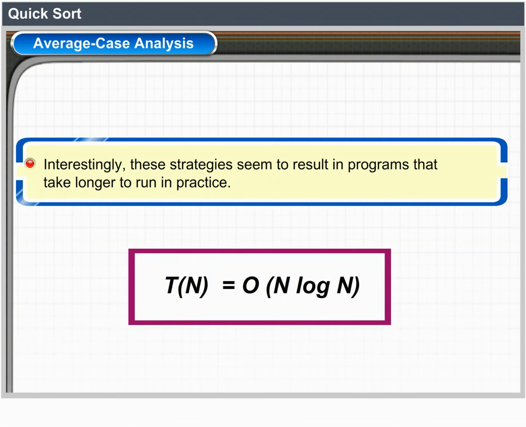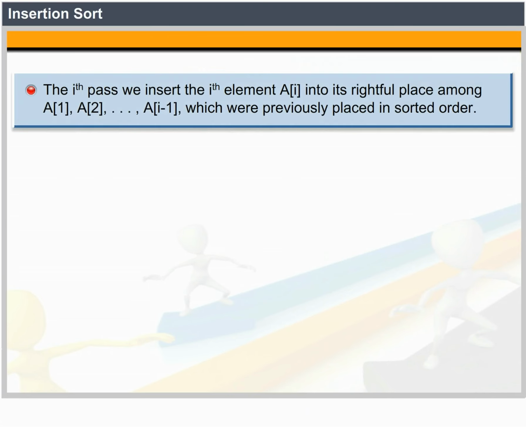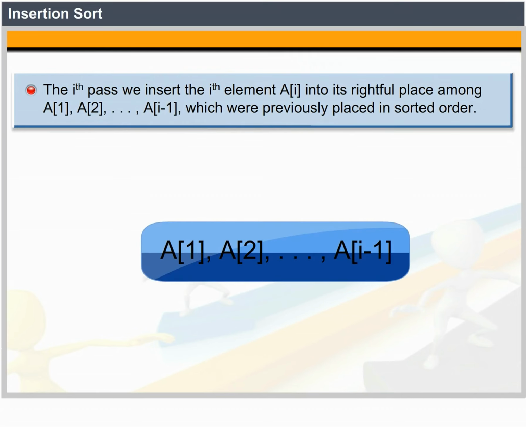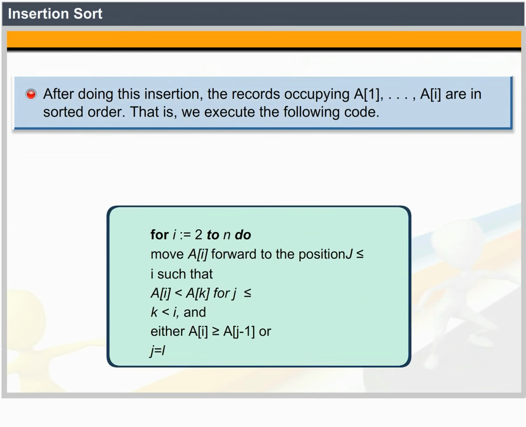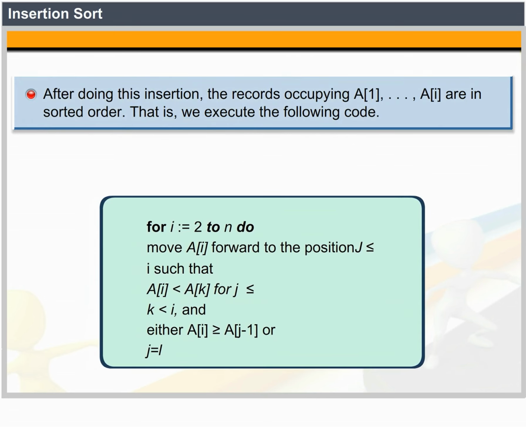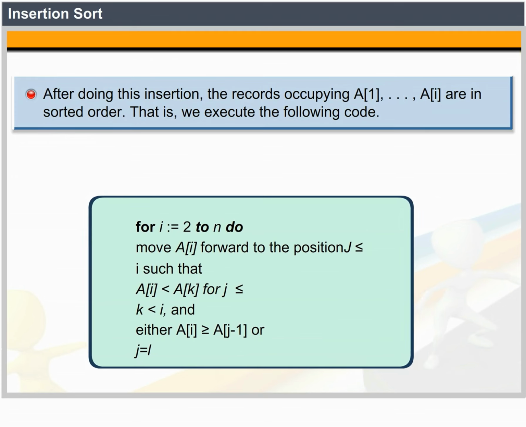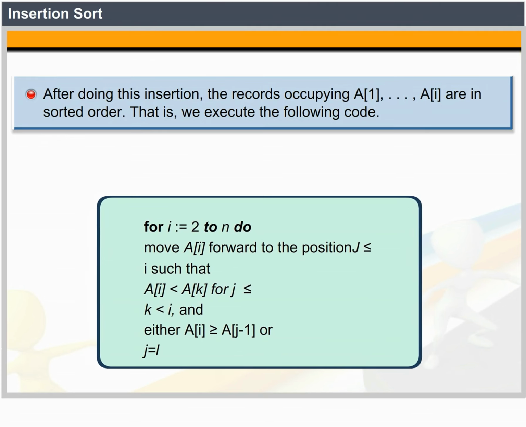Insertion sort. In the ith pass, we insert the ith element, a of i, into its rightful place among a of 1 up to a of i minus 1, which were previously placed in sorted order. After doing this insertion, the records occupying a of 1 to a of i are in sorted order. That is, we execute the following code.